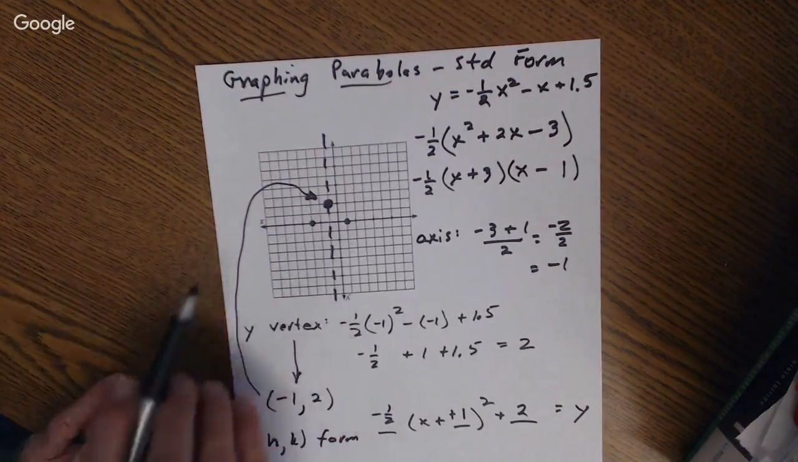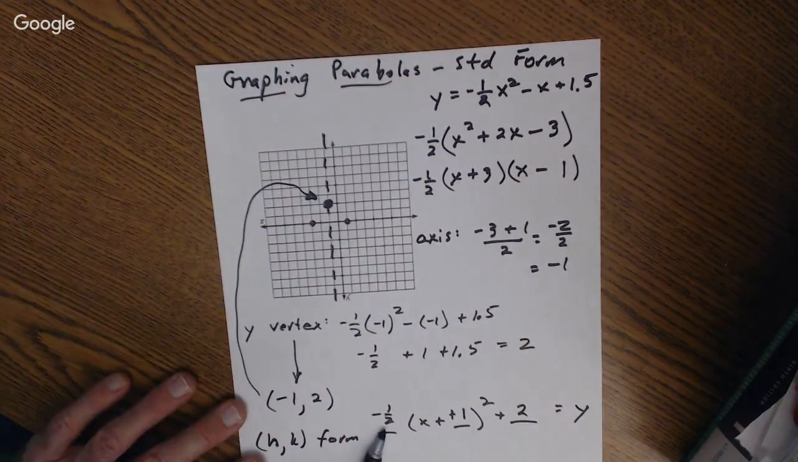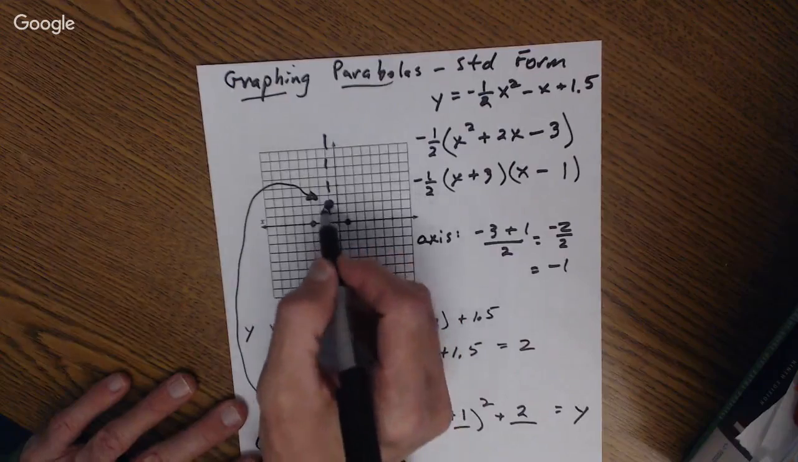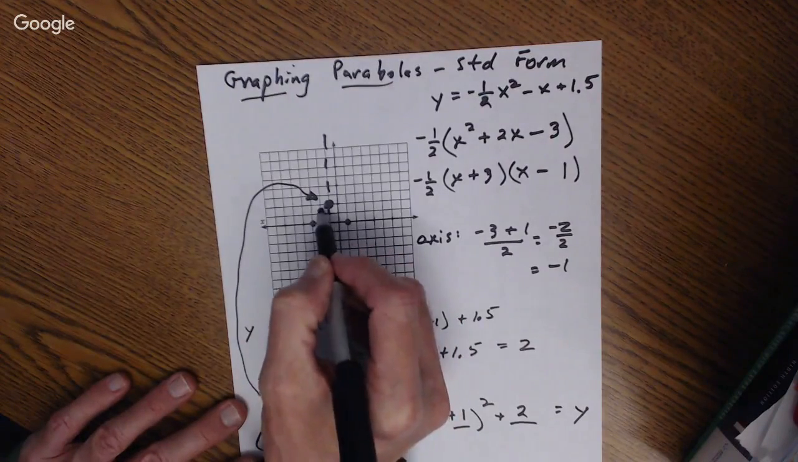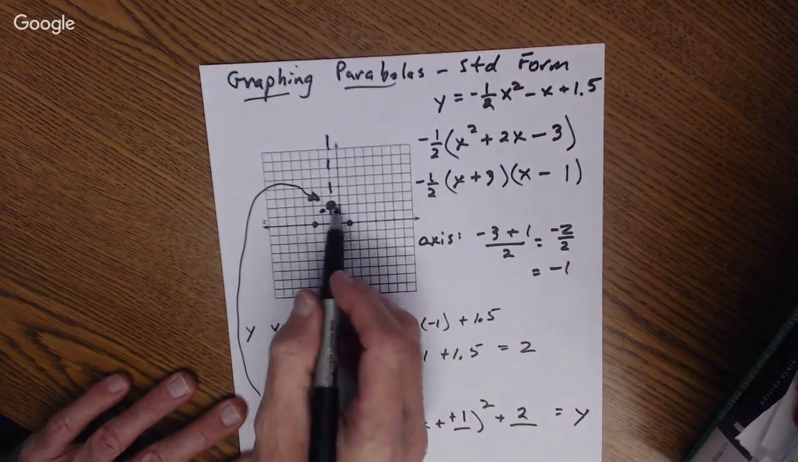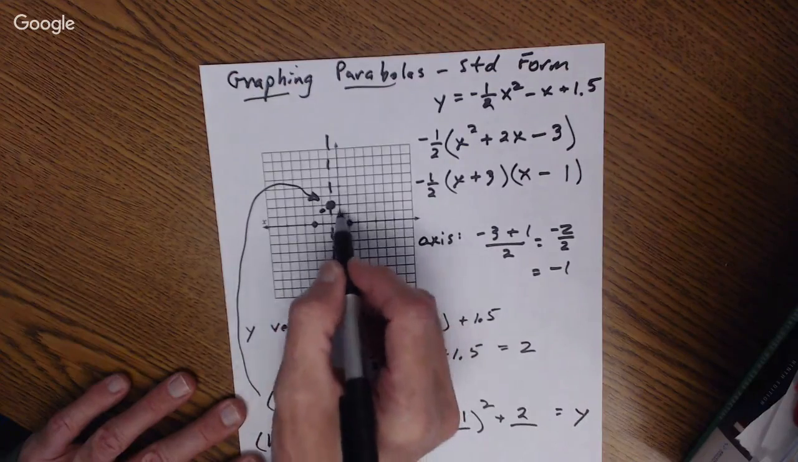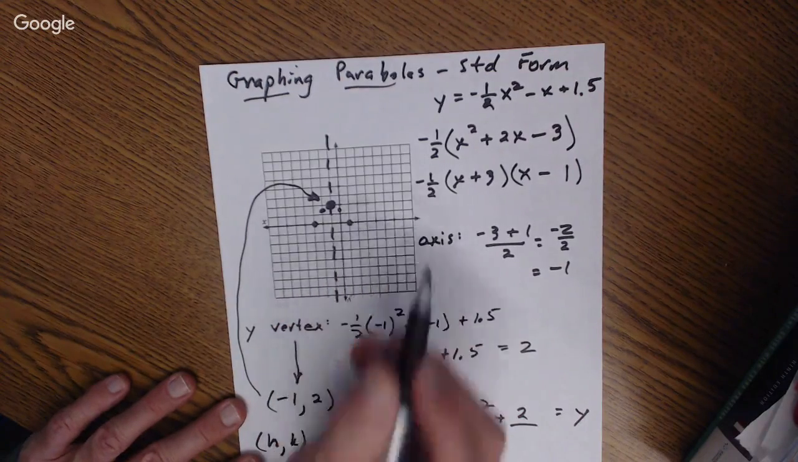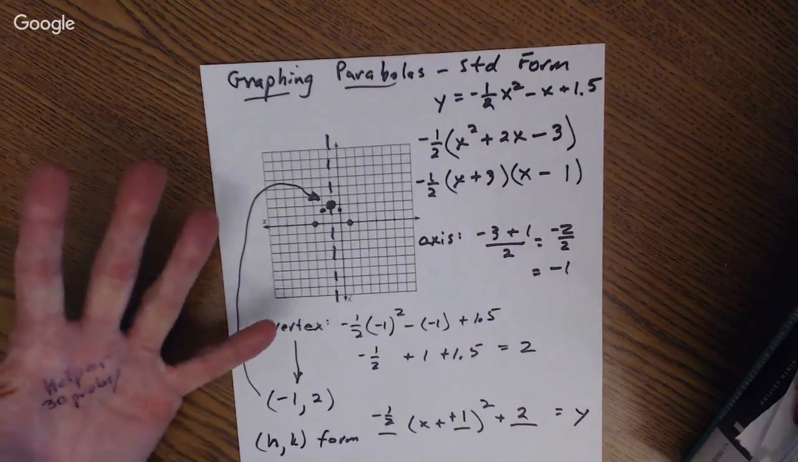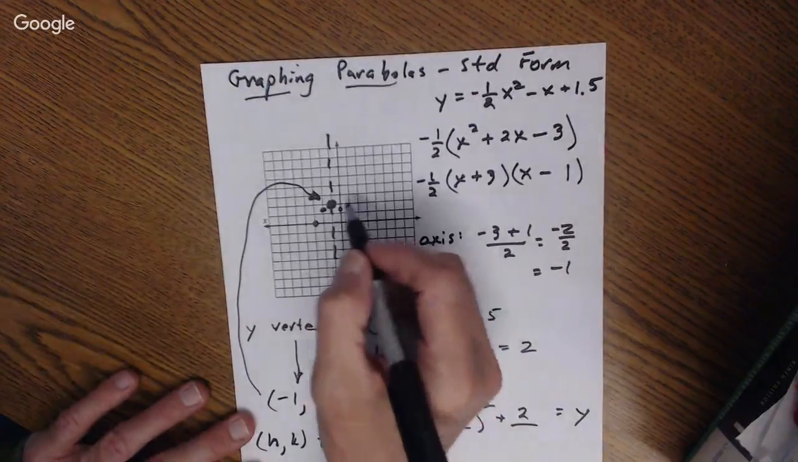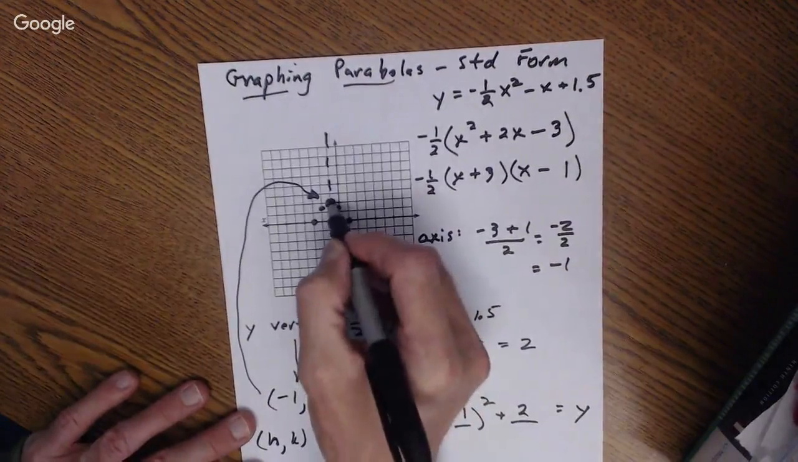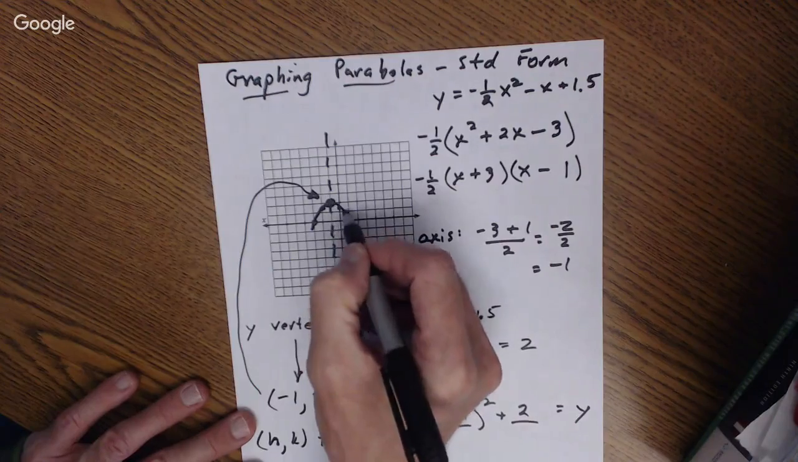We have the vertex. We know that the leading coefficient's negative a half, so it's going down. And instead of going over 1 and down 1, we go over 1 and down a half. So our first dot is right there. Do the other way on the other side, go over 1 and down a half. And now we've got 5 dots on our parabola. So it's going to look like this.